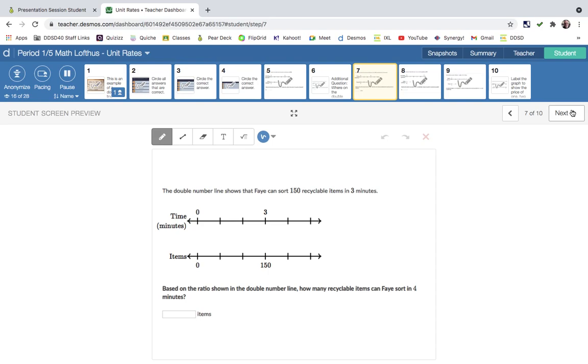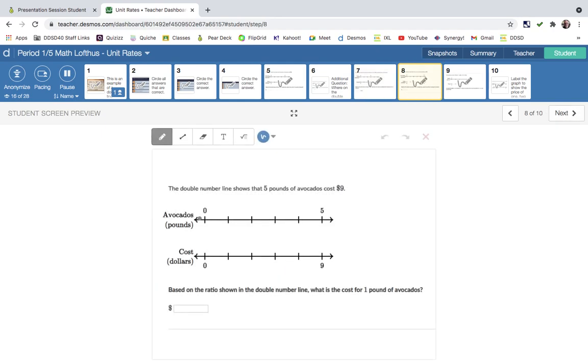The double line shows that Faye can sort 150 recyclable items in 3 minutes. Based on the ratio on the double number line, how many recyclable cans can Faye sort in 4 minutes? So we're going to go back to 1 minute, and that's going to be 50, and then multiply that by 4 to get here to 4, and that would be 200. So 200 items.